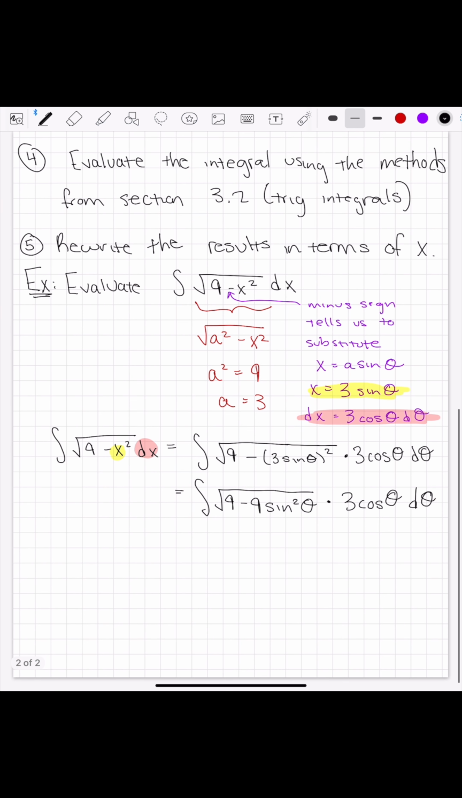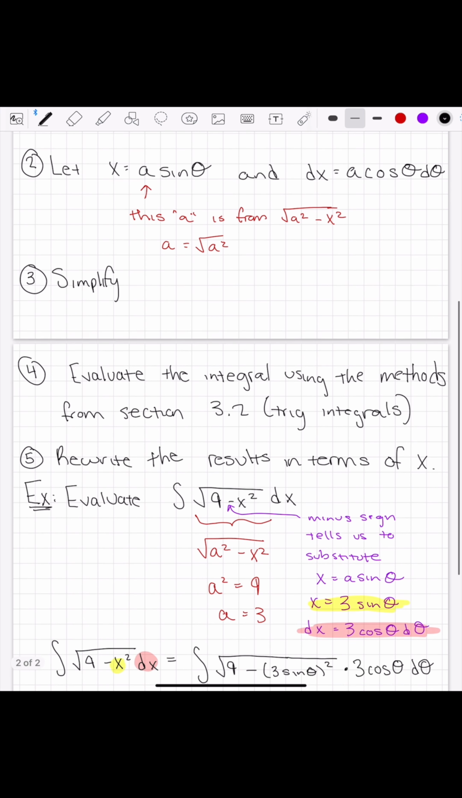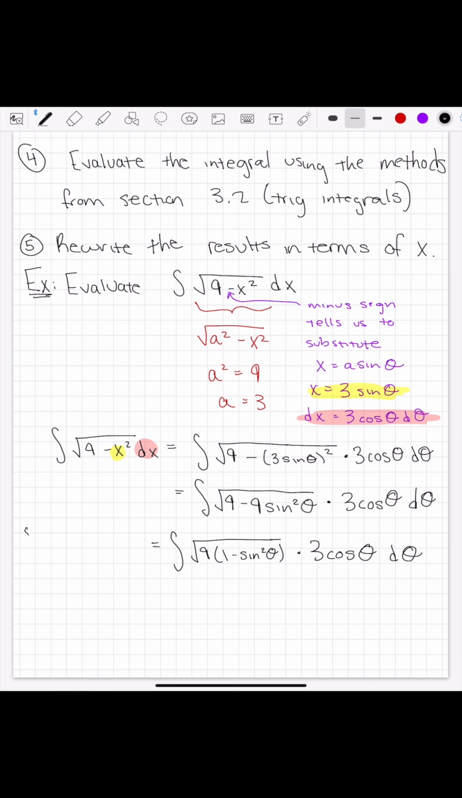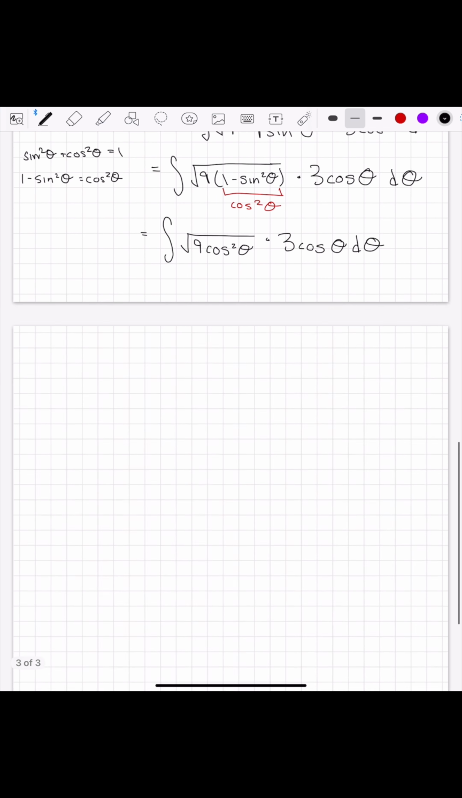Okay, so now, if we notice, there's a 9 in common that we can factor out of inside of the square root because it's on both of the terms there. And I think this is as simplified as this is going to get. So remember, we want to use trig identities as well. We know that sine squared theta plus cosine squared theta is 1, so 1 minus sine squared theta is cosine squared theta. So I'm going to replace this 1 minus sine squared theta with cosine squared theta. So this is going to become the square root of 9 cosine squared theta times 3 cosine theta d theta.